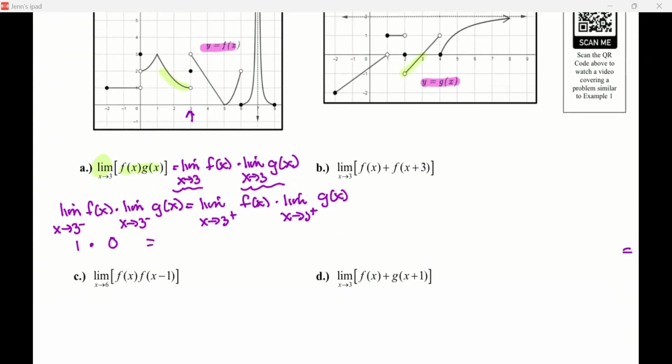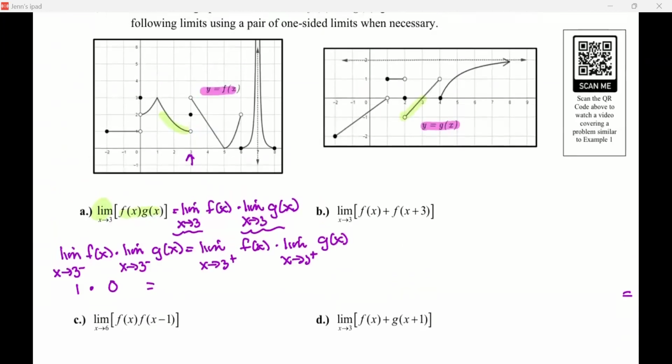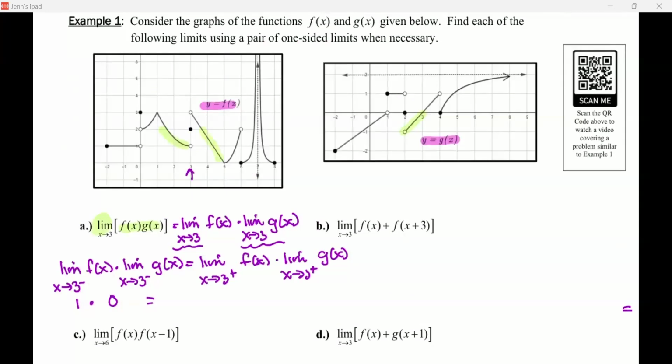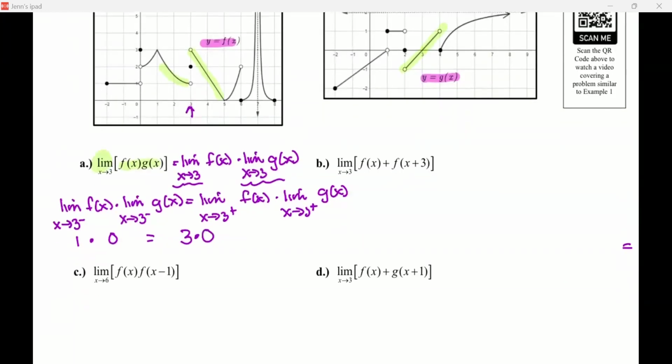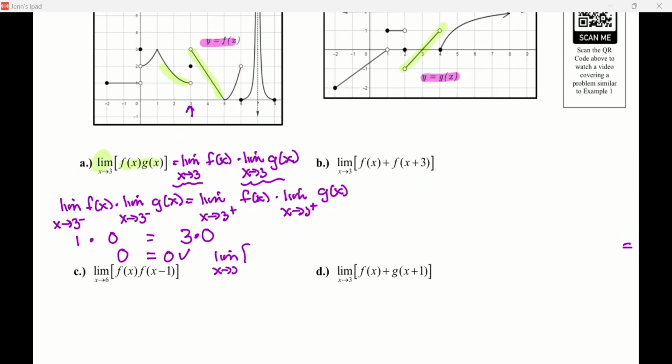I need to check to see if it's equal to the product of the limits from the right. So the limit as x approaches 3 from the right of f of x, as I'm approaching 3 from the right, that's going to be 3. The limit as x approaches 3 from the right of g of x is 0. So then I do have 0 equals 0. So then what I know is that the limit as x approaches 3 of f of x times g of x is equal to 0.